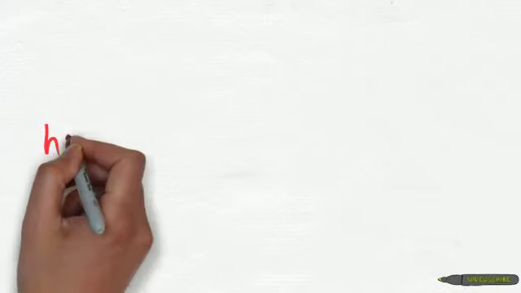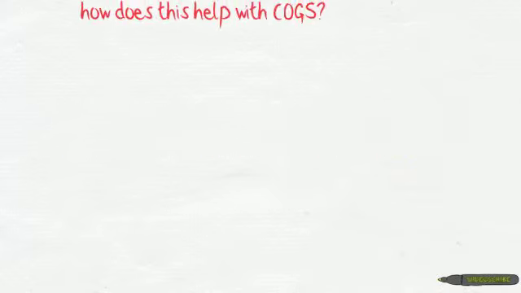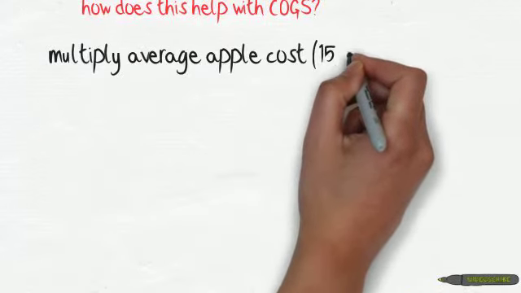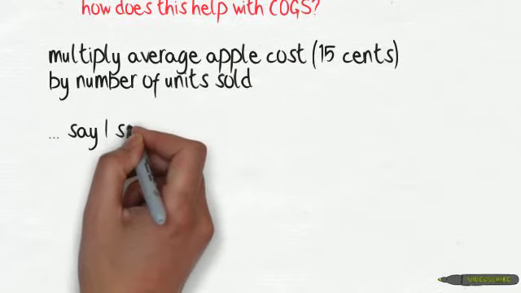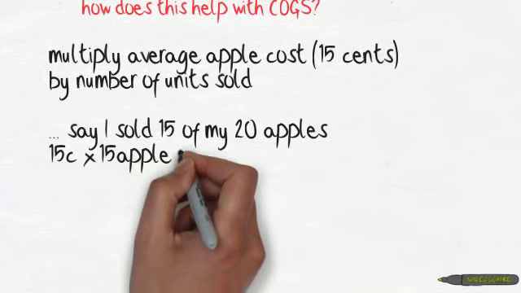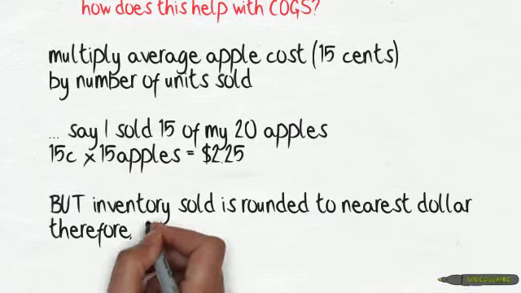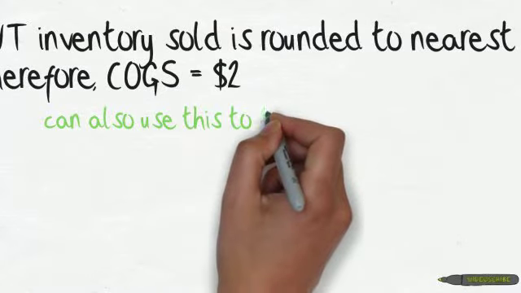Now, how does this help me work out my cost of goods sold? Easy. I take my average apple cost of 15 cents and multiply it by the number of apples I've sold. Here, imagine I've sold 15 apples, so 15 by 15 is $2.25. But when it comes to working out my cost of goods sold, I round to the nearest dollar. So, let's say I've sold $2 worth of apples.